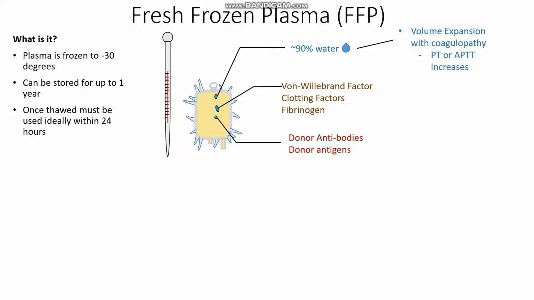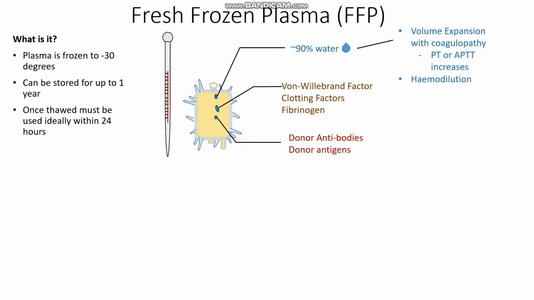Because if we have a high PT or a high APTT, it suggests that we've lost quite a lot of our clotting factors and therefore our clotting cascade is actually impaired. So giving FFP will help to replace that. Another thing that we can use FFP for is hemodilution due to its high content of water. Essentially, this means that if we have given too many electrolytes, or too concentrated electrolytes, or even too many red cells, we can use FFP to actually dilute the blood down a bit.